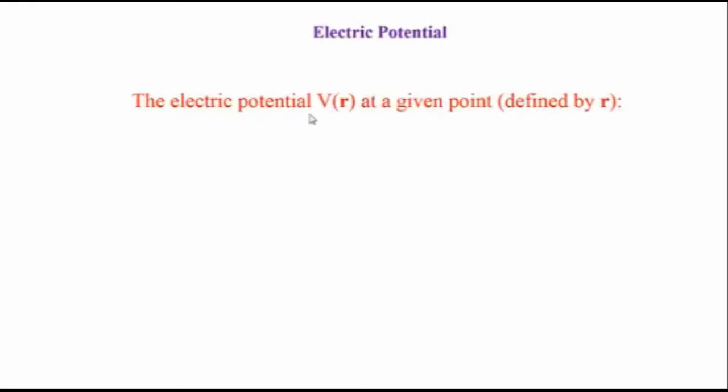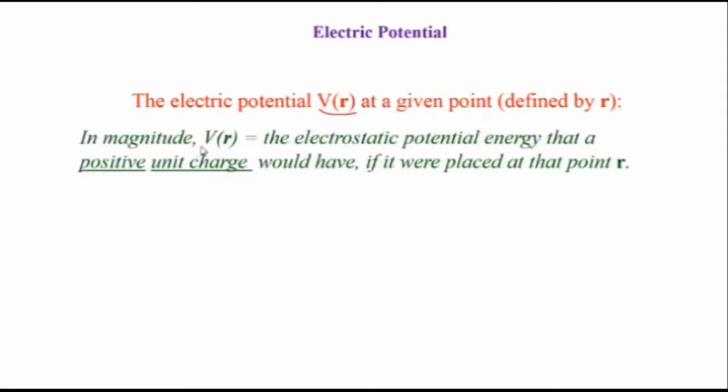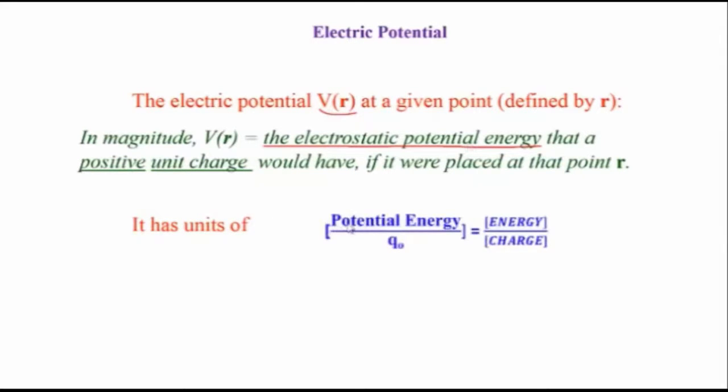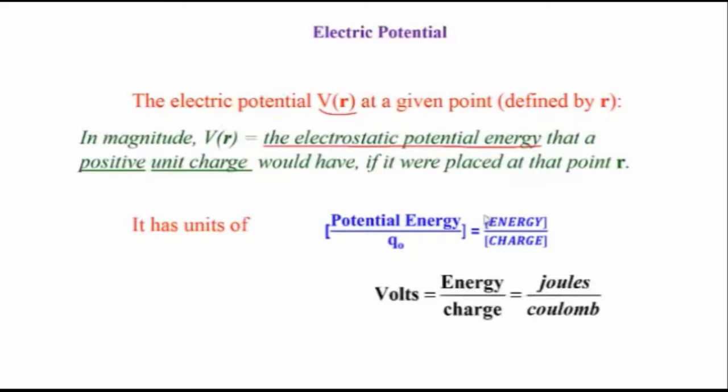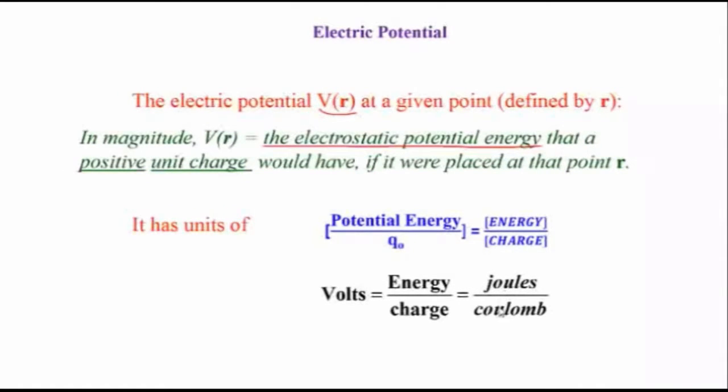If we take a look at this electric potential at the point r, so it's V of the vector r at a given point, defined of course by the vector r. In magnitude, this potential is equal to the electrostatic potential energy that a positive unit charge would have if it were placed at the point r. And remember, we just divided by Q0, and so that would mean it would be like a unit charge in terms of potential energy. This quantity V, the potential, has the units of potential energy divided by charge, and so that would be energy over charge, and you're well aware that that would be joules per coulomb, and we define a single joule per coulomb as a volt.